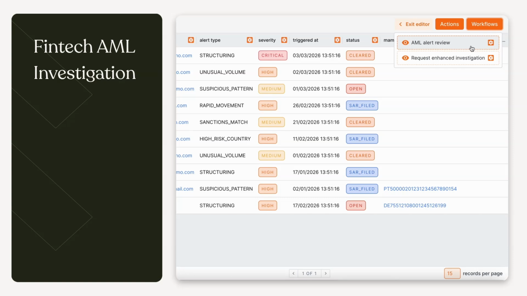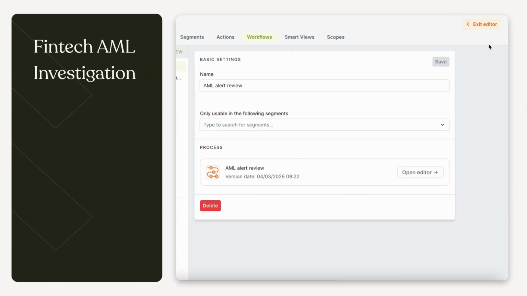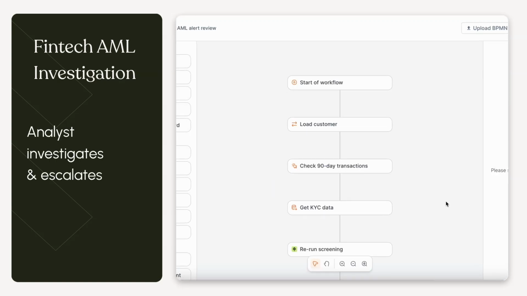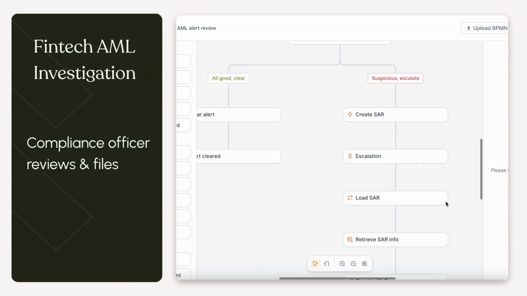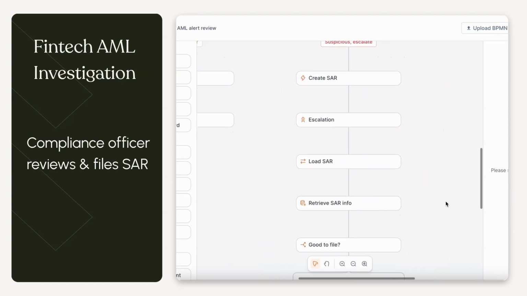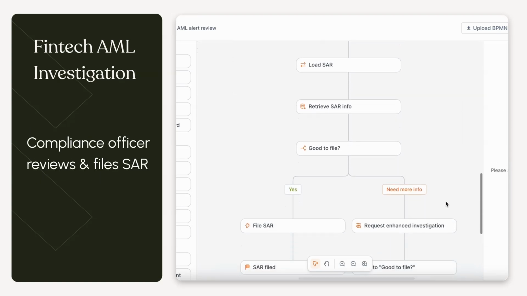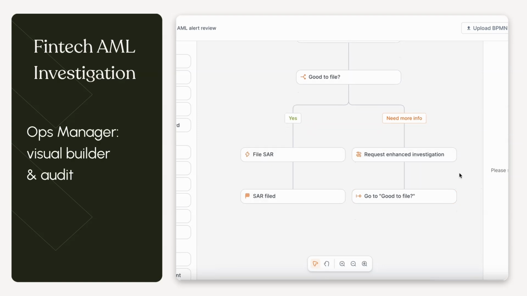In this scenario, an AML alert fires on a customer account, and we'll see how an analyst investigates and escalates. Then we'll see how a senior compliance officer reviews and files the Suspicious Activity Report, or SAR. And finally, we'll jump into the manager view so I can show how the workflow was configured and check the audit log. So we'll focus on crucial steps and see how Forest helps with speed, compliance, and auditability.